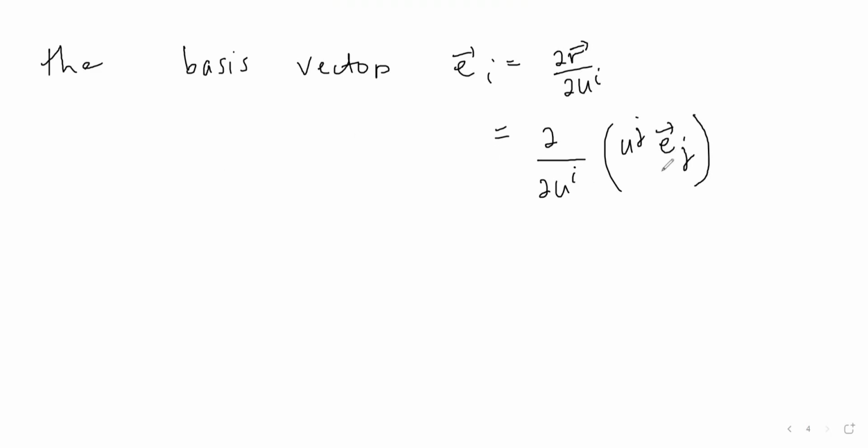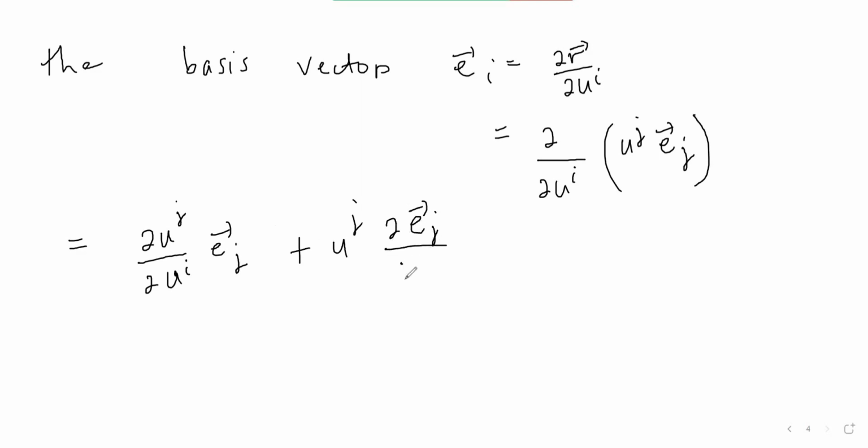So therefore, if you're partially differentiating this product here, it's going to give you the following. Let me write this here. Again, we apply the product rule of derivatives. So this is the partial derivative of uj with respect to ui, and we multiply this by ej. We're going to add this now to uj multiplied by the derivative of ej with respect to ui.